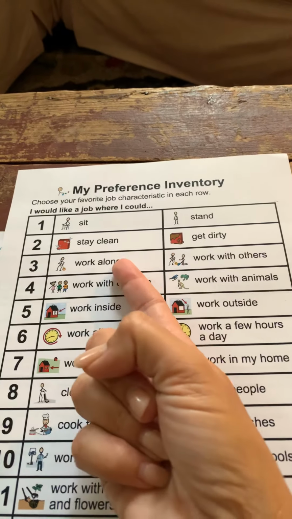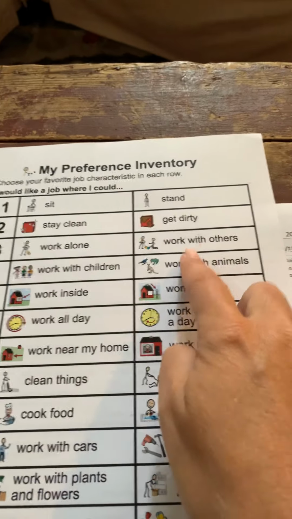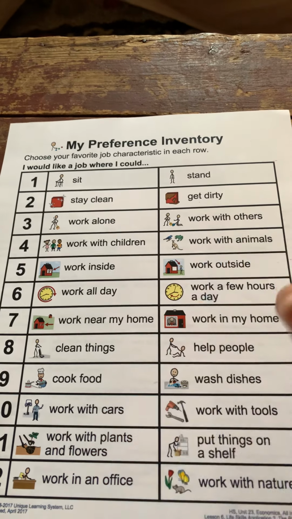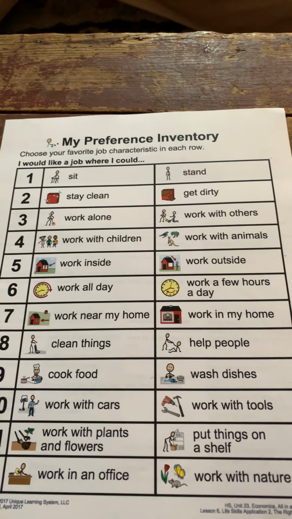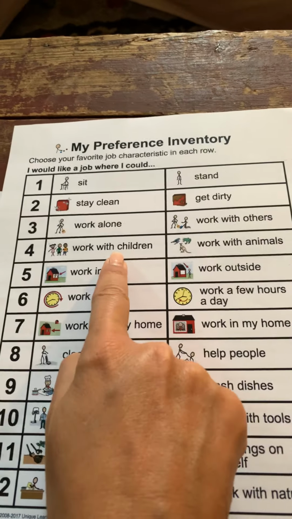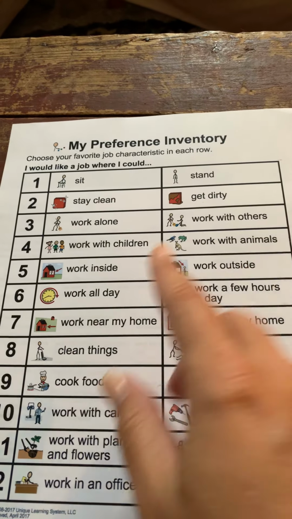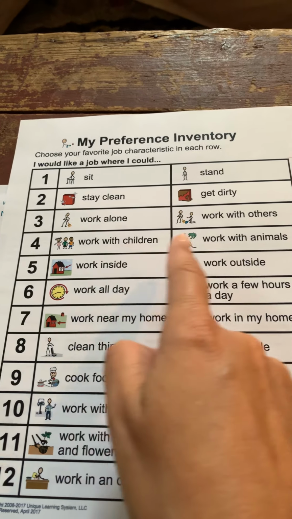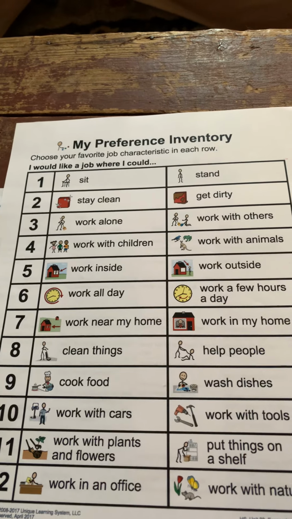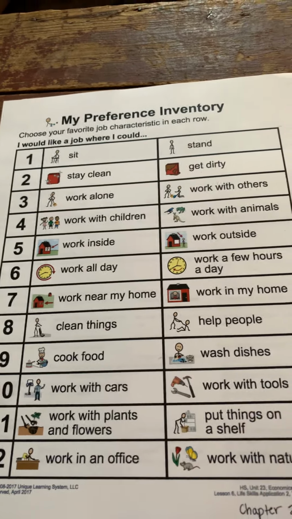Some people like to work alone, which right now a lot of people are working alone at home. And then some people like to work with others. And if you like to work with others, if you're not liking being at home by yourself right now, you're probably going to fall in that category. Maybe you like to work with children or animals. If you don't like either of those, you can leave it blank. But if you would like to work with children or with animals, I know a few of you that like to work with animals. You're going to circle your preferences. You're going to go all the way through the sheet and circle the things that you like.